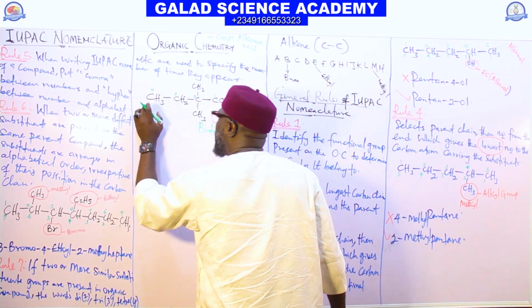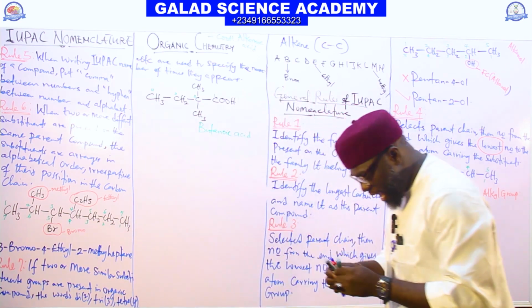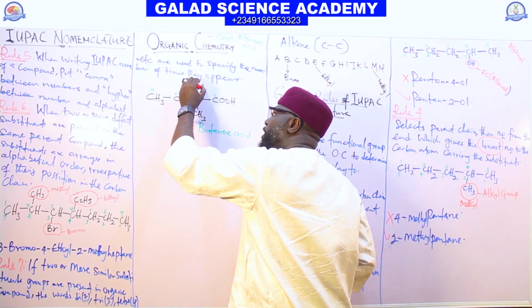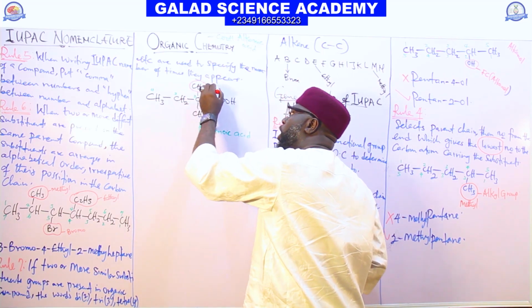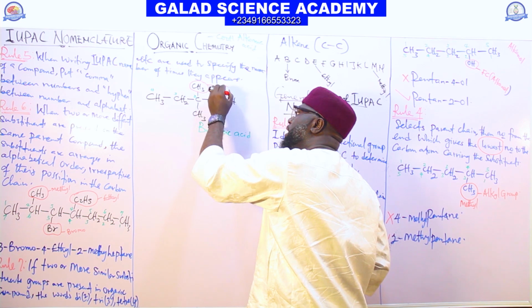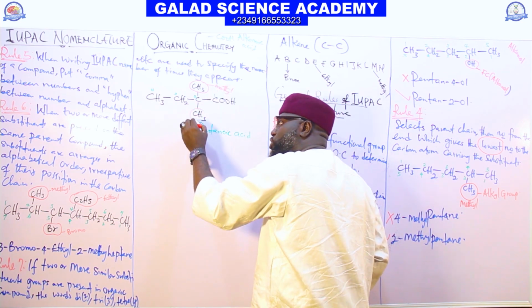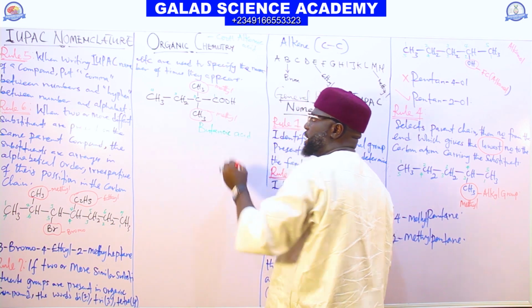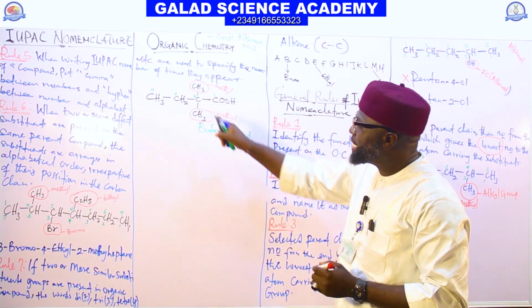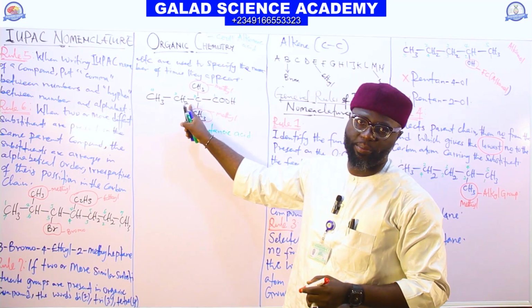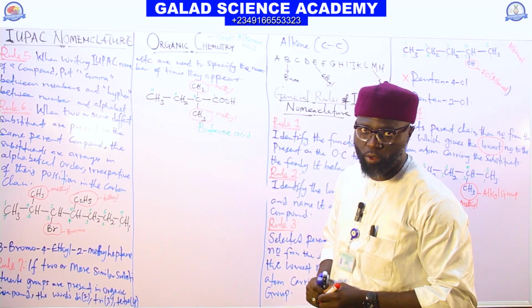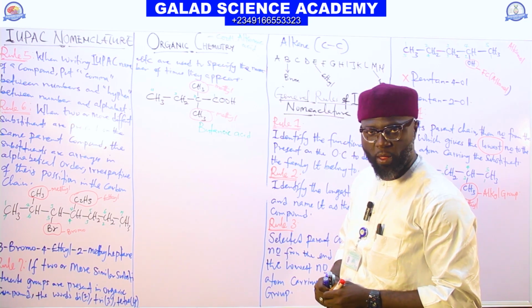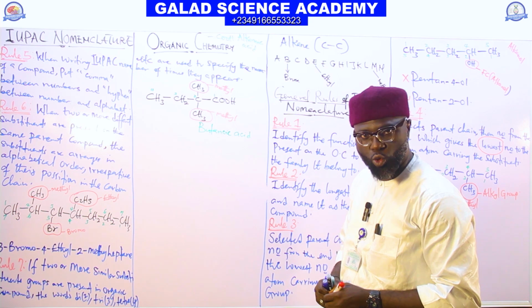This is the parent name, butanoic acid. But we observe that there are two substituents here. One is up here, we call it methyl. The other substituent is also here, we call it methyl. So these two methyls attach to which carbon? Carbon 2.